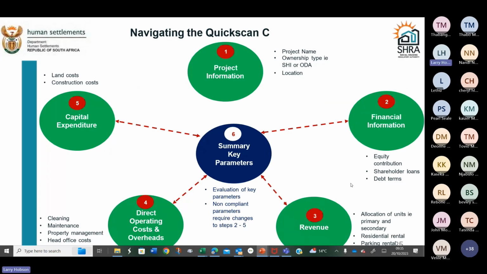This is just a picture format of what we've just been through. There's your project information on sheet 1, and financial information. Then we've got the revenue: your allocation of units and your rentals all go into a table for your revenue. There's a space for entering detailed operating costs and overheads, and then a separate sheet for your capital expenditure. These all feed into the summary sheet where your key parameters are shown.